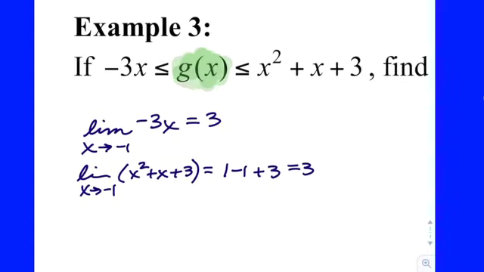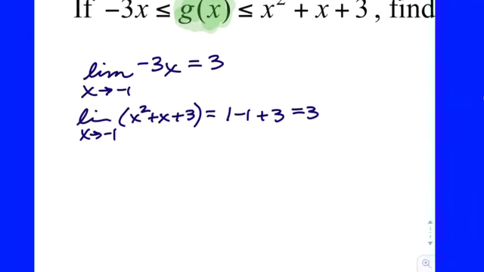Now, those should be the same number. If those are not the same number, then the Squeeze theorem doesn't apply, and we just say something like, we don't know what the answer is, Squeeze theorem does not apply. But because they're both 3, we could then say, okay, now we can go with our argument. So here's what you'd say.